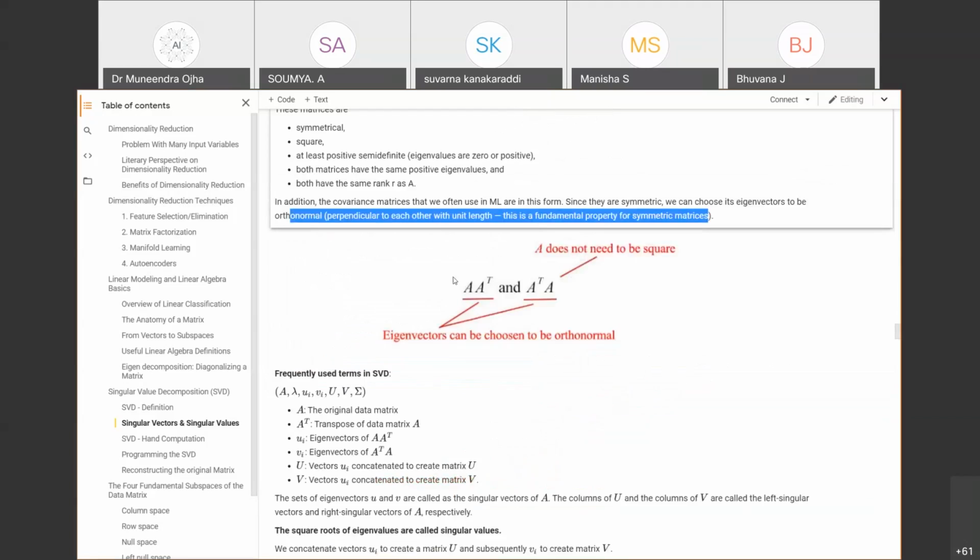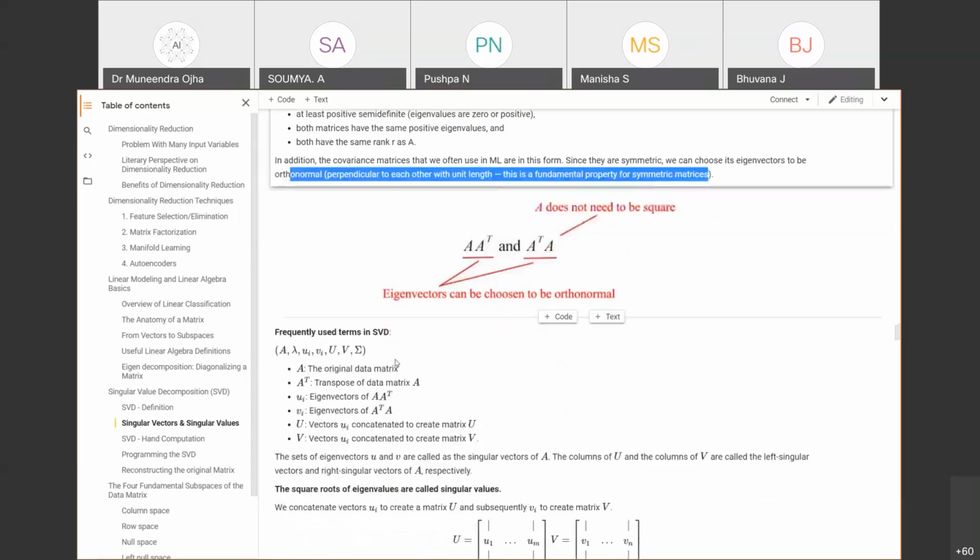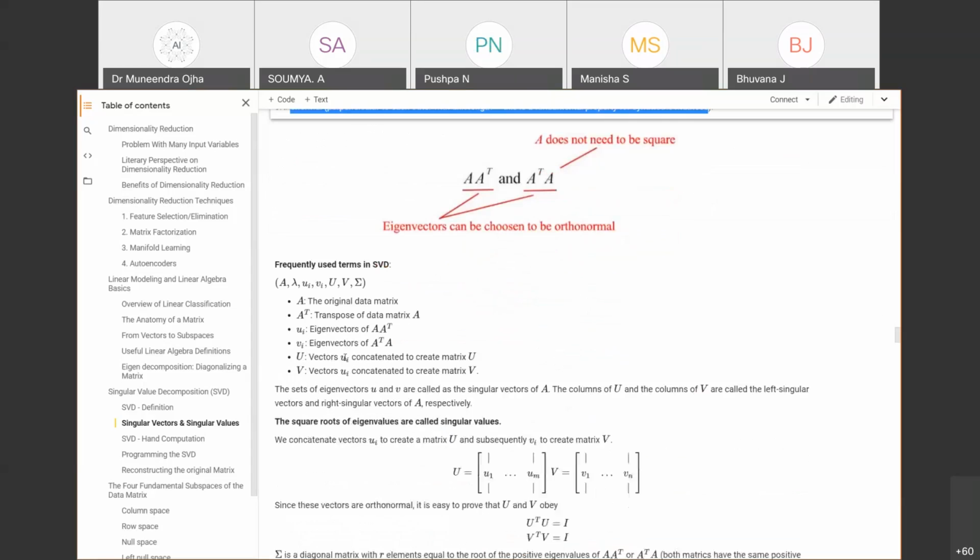Now, we are given a matrix A, that is our data matrix. We can create A A transpose and A transpose A. Eigenvectors can be chosen to be orthonormal, and A does not need to be square, right? As soon as you perform A A transpose and A transpose A, the resulting matrix that you get is already a square matrix.